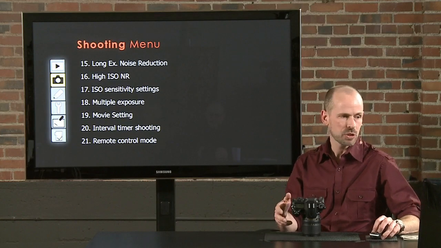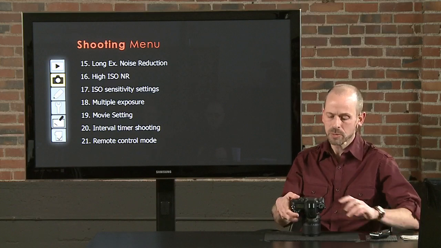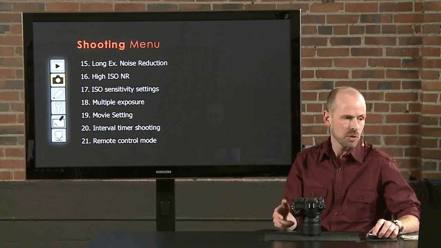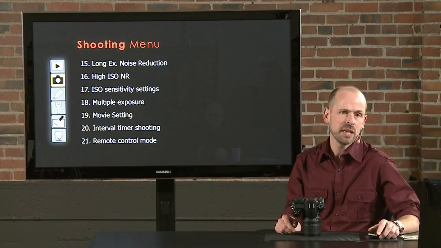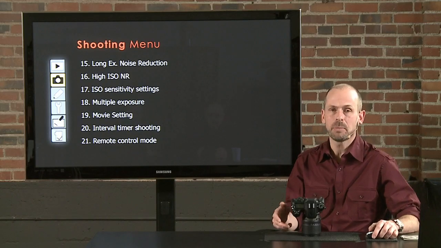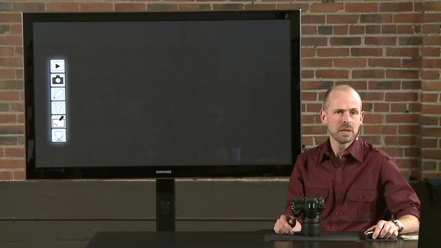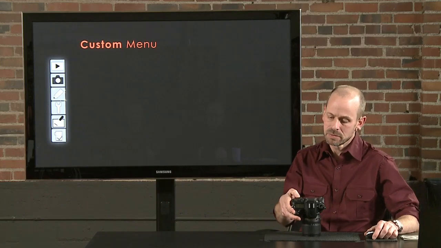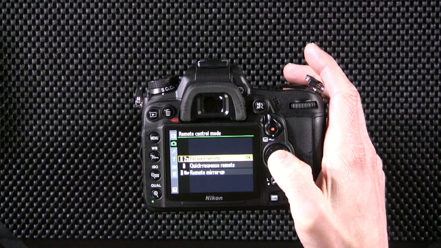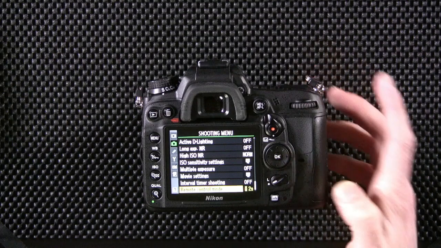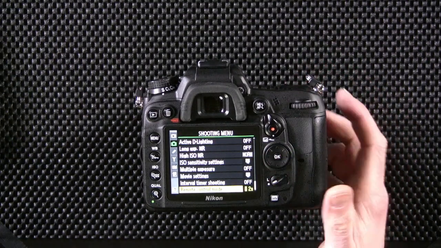Next up is the remote control mode. When you use a remote control, you can control whether there is a 2-second delay, whether it fires the shutter immediately, or whether it activates the mirror up mode on the camera. I think on that one I would leave it either at 2 or 10 seconds. Probably 2 seconds is the most common one.